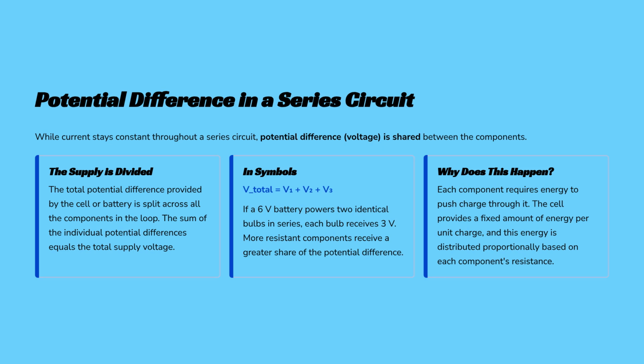While current stays constant in a series circuit, potential difference or voltage is shared. The total voltage provided by the supply is divided among the components. More resistant components will receive a greater share of that potential difference.